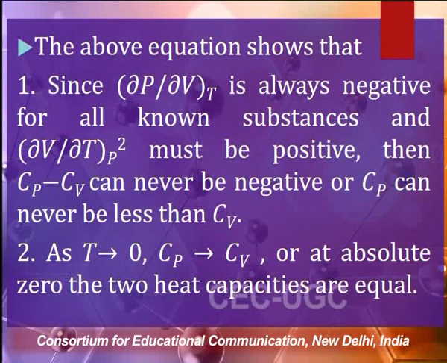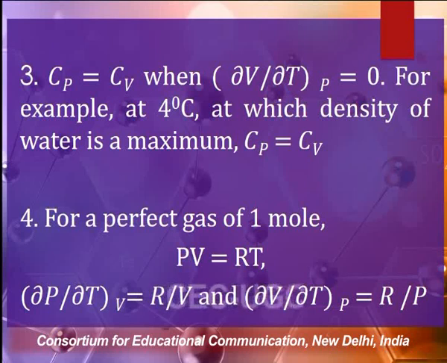When the temperature approaches 0, Cp has to approach Cv, or we can say that at absolute 0, the two heat capacities are equal. This we can see from the third law of thermodynamics also. Further, when (∂V/∂T) at constant pressure is 0, we get Cp equal to Cv.